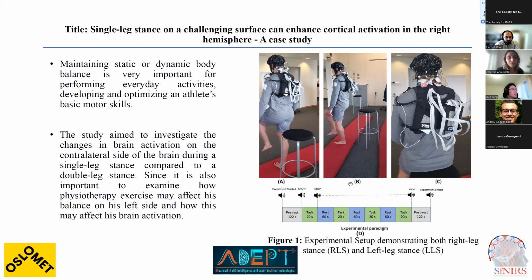The aim of our study was to investigate the contralateral hemodynamic changes in the brain during a single leg stance compared to a double leg stance. You can see in figure 1 that one of the best alpine skiers in Norway is performing a single leg stance on a challenging mat. We split the experiment into 2 parts. The first part is a barefooted walk, which is the most natural walking condition, and it gives us an idea of cortical activation during the simplest walking condition. Then we perform a right leg stance as shown in figure 1A, and then a left leg stance as shown in figure 1B. We consider dual leg stance as a baseline for our experiment.